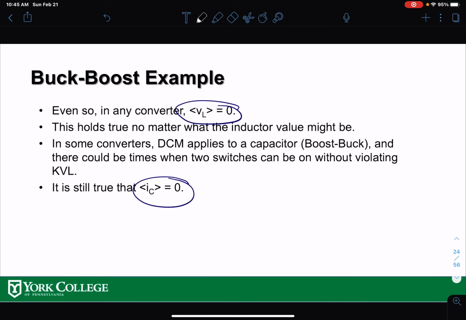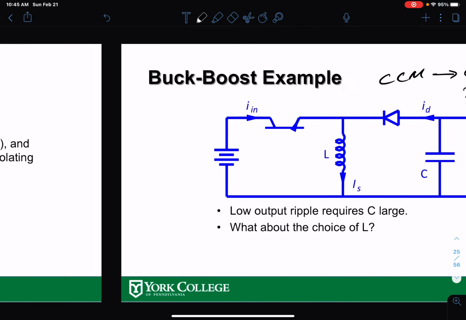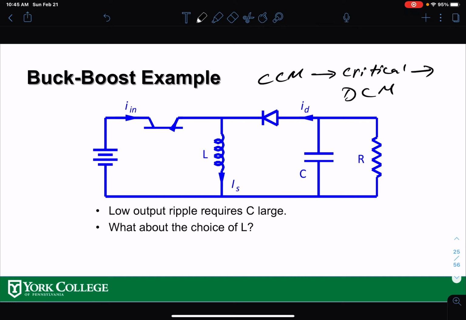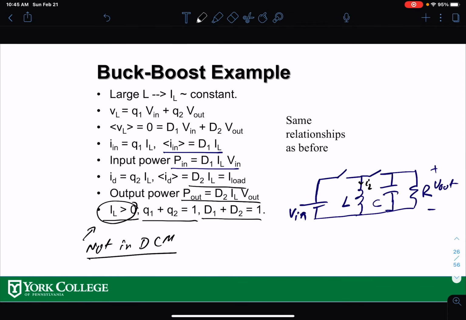For any converter, no matter what you're doing, DCM or CCM, we assume that energy conservation still holds. That means the average voltage across the inductor over a period is 0, and the average current through the capacitor over a period is also 0. So, as I said, CCM, critical condition, DCM, you can go one by one. We talked about this a lot, and now let's talk about the critical operating condition.